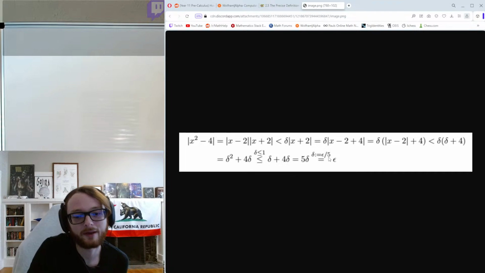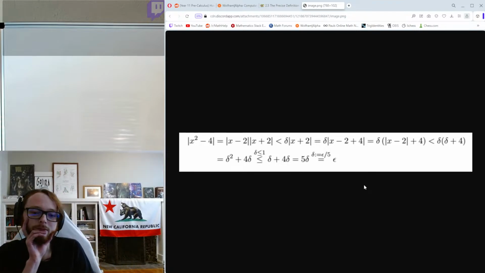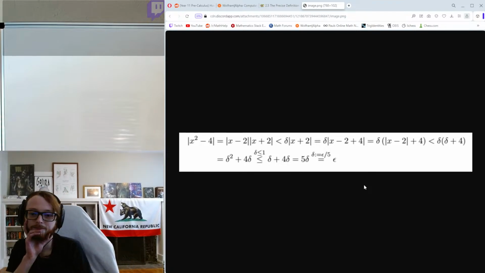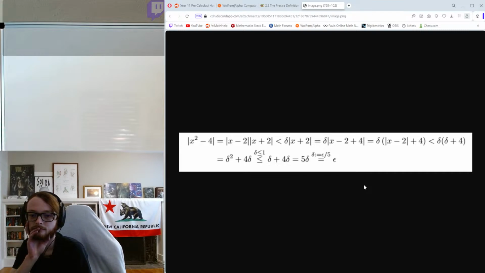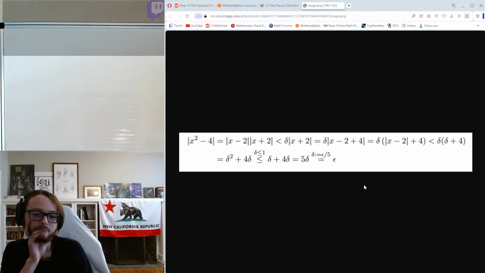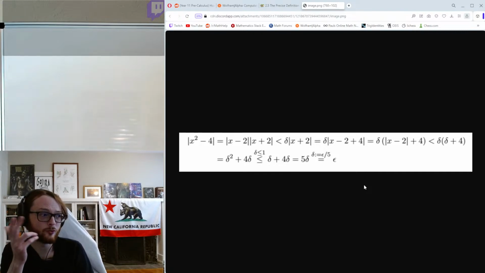So yeah, this is a neat way of doing it. You can just say that you never choose a delta that's greater than 1. So you could take the minimum of 1 and epsilon over 5, just to force this inequality to always be true.